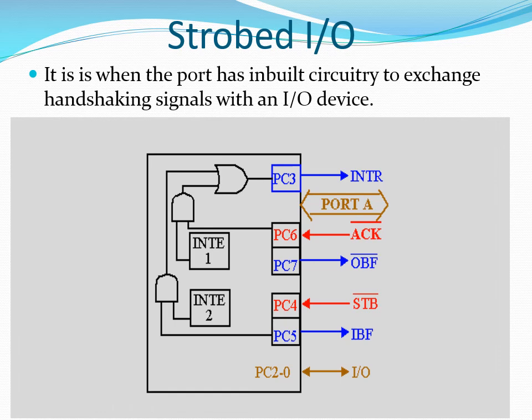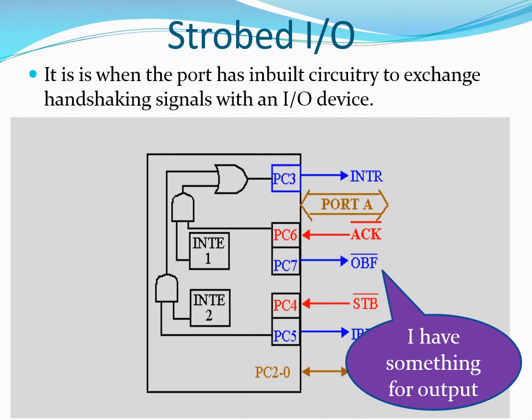Strobed I/O is when the port has inbuilt circuitry to exchange handshaking signals with an I/O device. This means that the handshaking signals are generated in hardware. Therefore, there is no need for a microprocessor program to be developed to handle the handshaking signals.